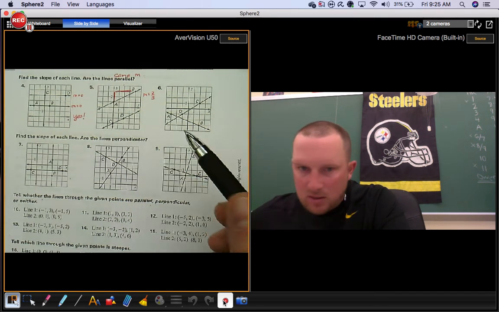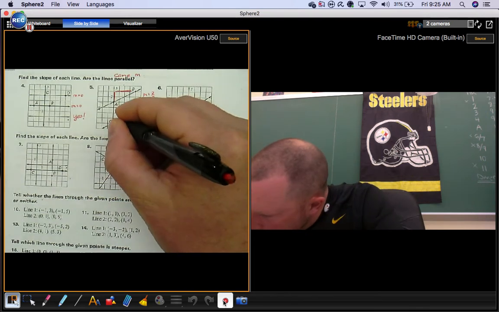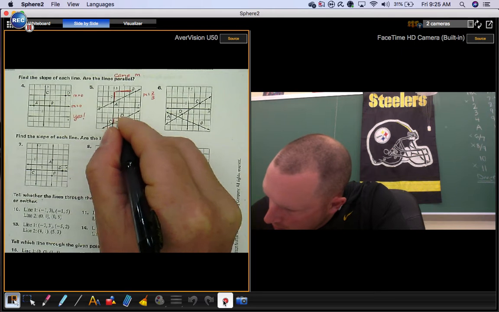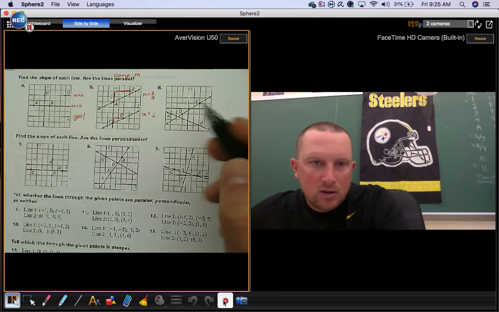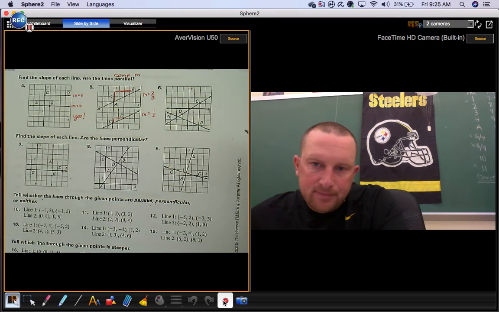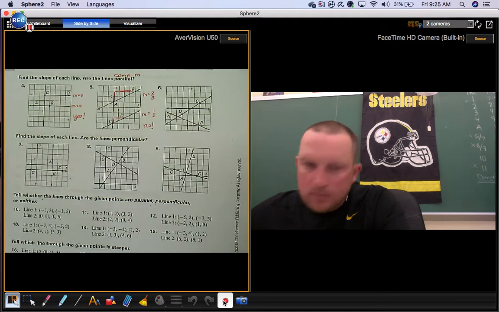Bottom line, does it have a slope of 2/3? Now let's see. I'm going up 1 and 2 to the right. 2/3 and 1/2, not the same fraction. These are not parallel.